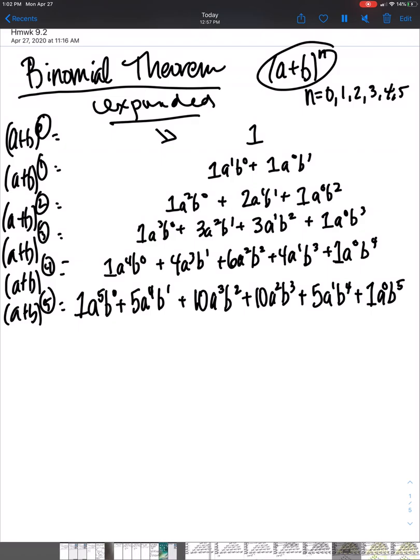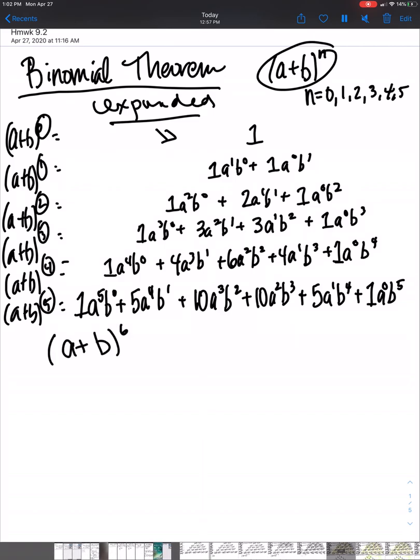I also want you to note that anything to the 0 power is 1. I need you to graduate from high school knowing that, please. If you're a junior going on to calculus, you also need to know that. So I did 0 through 5, and now the question is going to be, let's expand a plus b to the 6th. But let's talk about this a little bit. Anything to the 0 power is 1, so I'm going to erase this one for a minute.